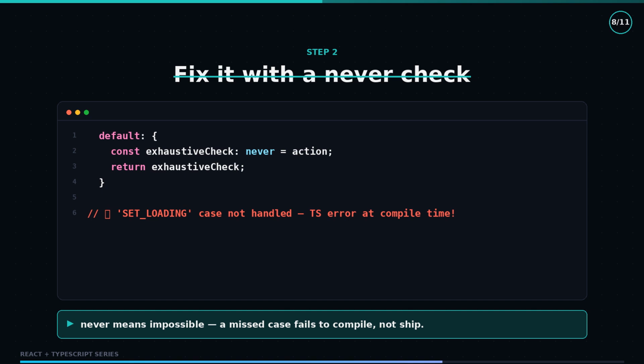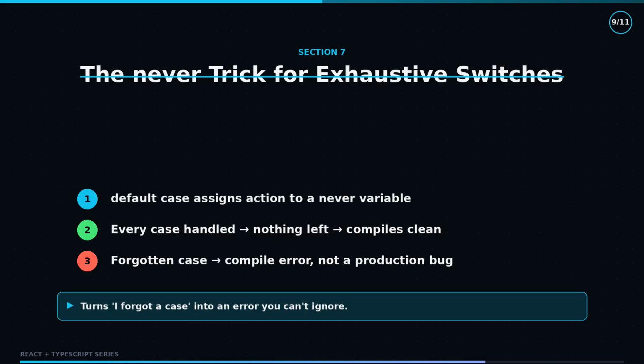If you've handled every single case above, whatever reaches default has no possible type left. It genuinely is never. But the moment you add a new action and forget its case, action still has one possible type left in default, and assigning that to never fails to compile. You get an error the second you add a new action, not when a user hits the missing case in production.